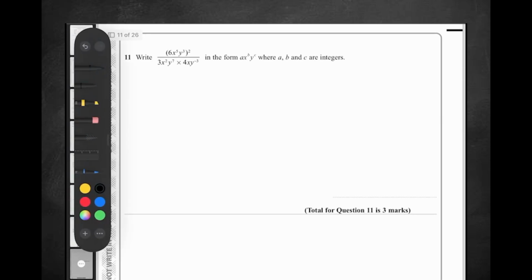Question 11. Write this fraction in the form ax to the b, y to the c, where a, b, and c are integers. So first thing I'm going to do is sort out both the numerator and the denominator and make it a little bit easier. So 6x to the 5, y to the 3, squared is going to be the same as, you just have to square each part because it's all one big number. So 6 squared is 36, x to the 5 squared is x to the 10, and y to the 3 squared is y to the 6.